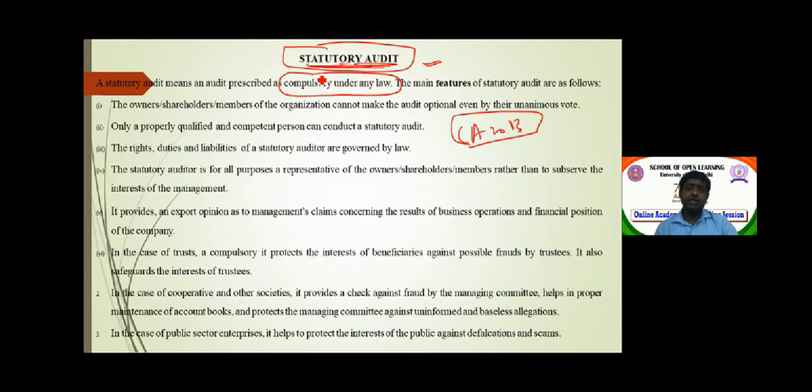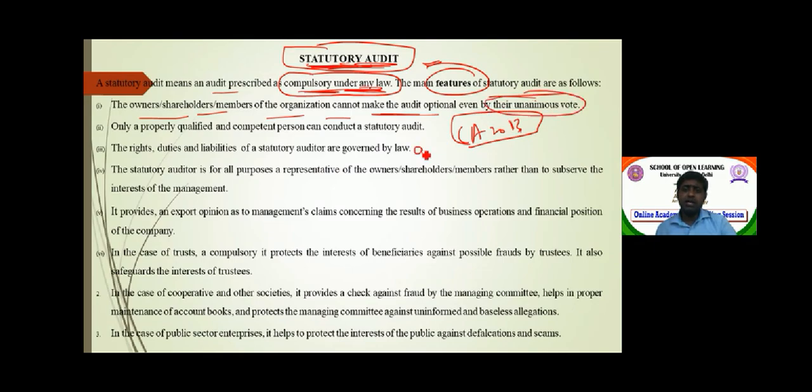So basically, we can say that statutory audit is nothing but the audit process that is compulsory under any sort of law, be it the Companies Act, Partnership Act, LLP Act, Small Companies Act, or any other particular act as such. Talking about the main features of statutory audit, the owners, shareholders, and members of the organization cannot make the audit optional even by their unanimous vote.